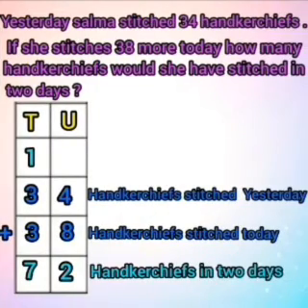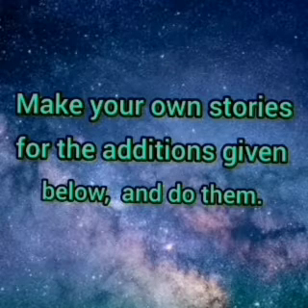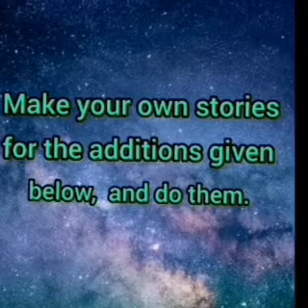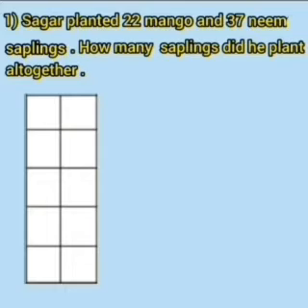72 handkerchiefs in 2 days. Make your own stories for the addition given below and do them. Let us see the first sum. Sagar planted 22 mango and 37 neem saplings. How many saplings did he plant altogether?